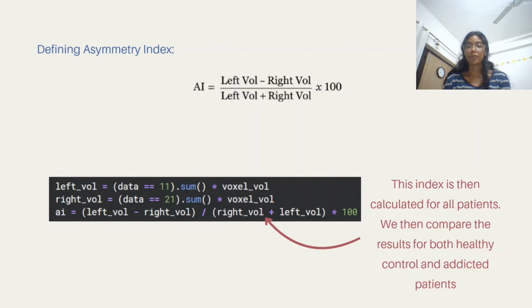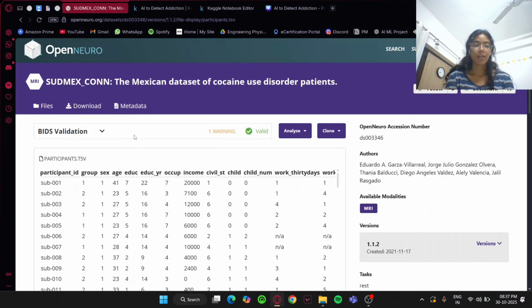This asymmetric index I'll calculate for all the patients I have, whether it be a healthy control or a drug addicted patient. We'll compare the results for both of these. So now let us move on to the core part of it, the data set.